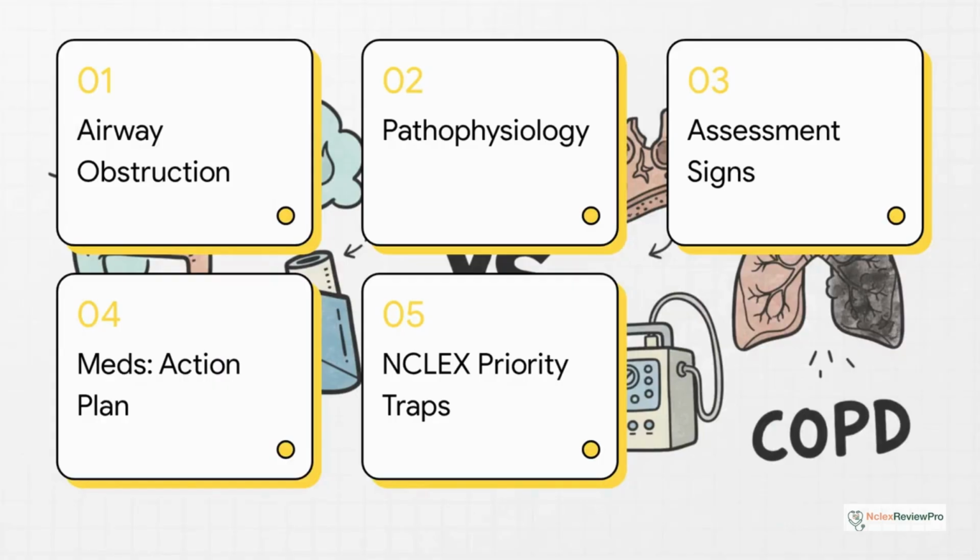Okay, so here's our game plan. First, we'll look at the big thing they have in common, that airway obstruction. Then we're going to dig into the nitty-gritty science, the pathophysiology that makes them totally different. After that, we'll cover what you'll actually see in your assessment, the all-important medication plan, and then the big one. We'll break down those tricky priority traps that the NCLEX just loves to throw at you.